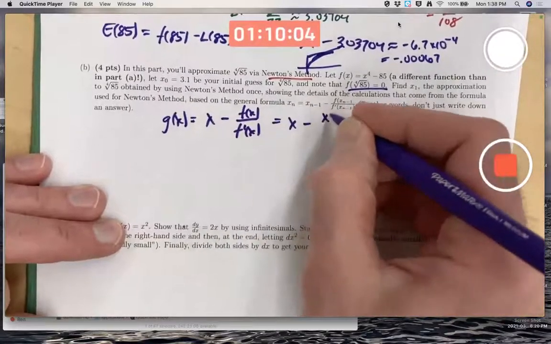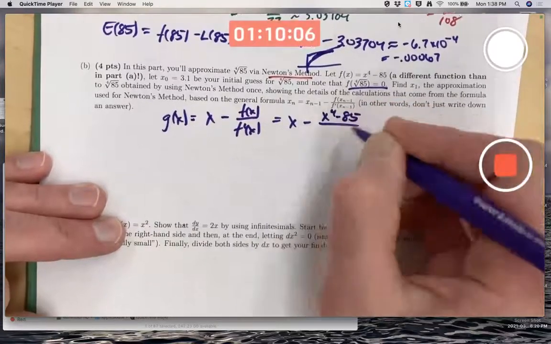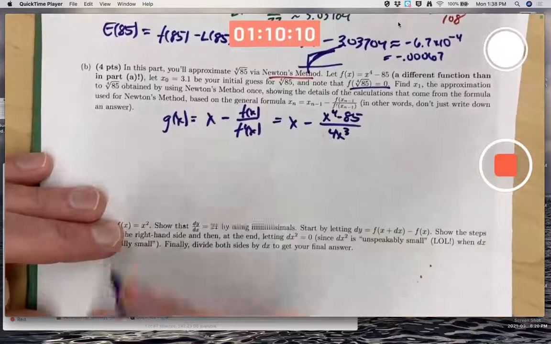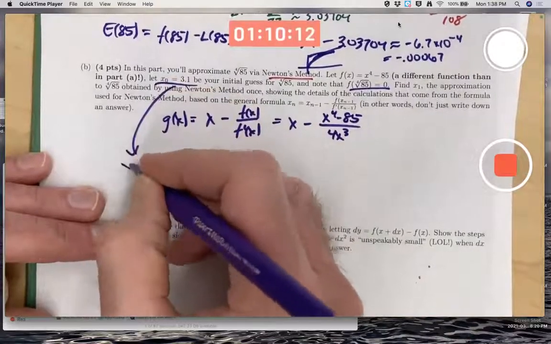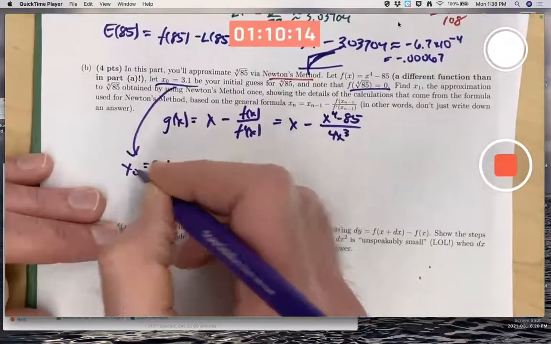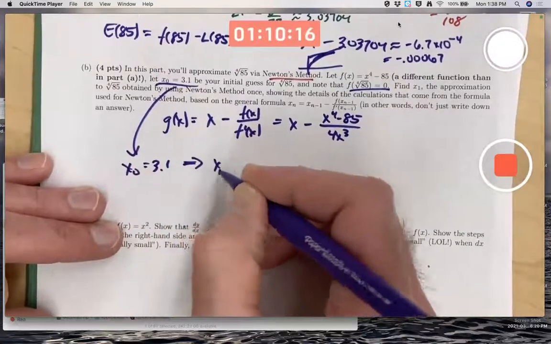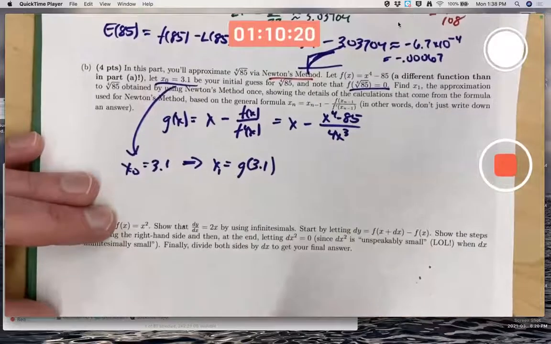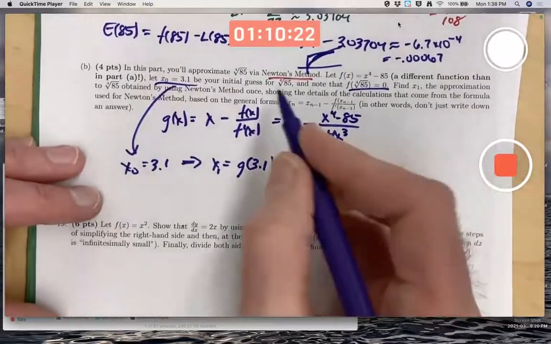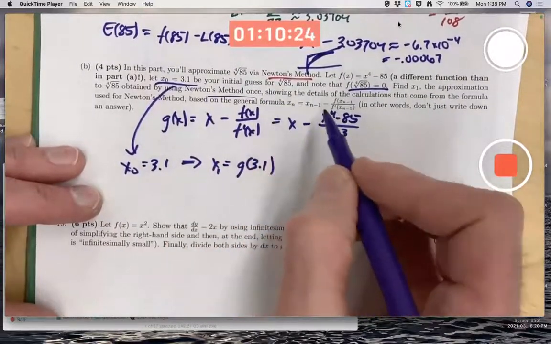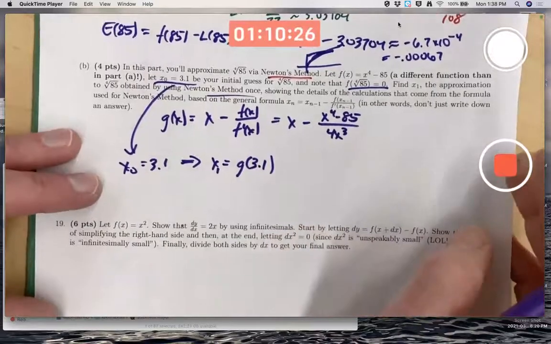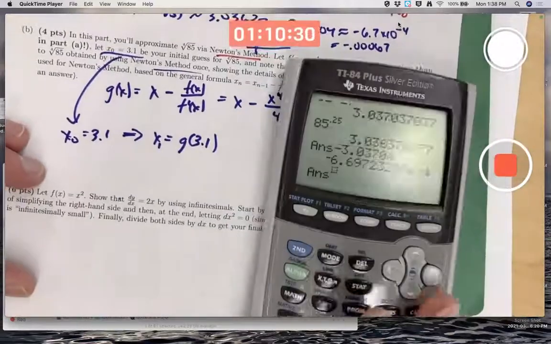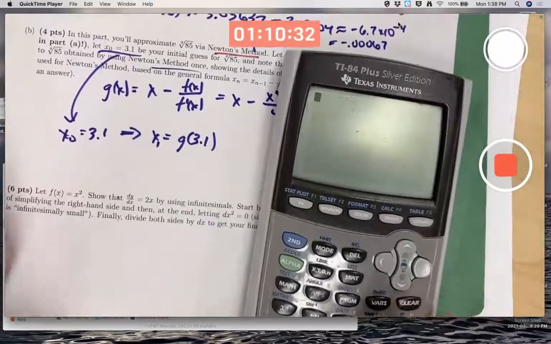f of x here is x to the fourth minus 85. Its derivative is 4x cubed. That's the function we need to iterate using a guess of x0 equals 3.1. x1 is going to be g of 3.1. I say use Newton's method once with the details of the calculation. I could have also asked them to hit enter a few different times and get a better approximation, but let's just see what this gives.